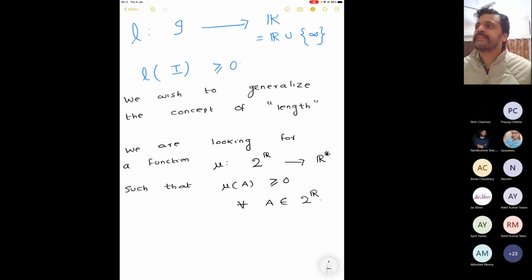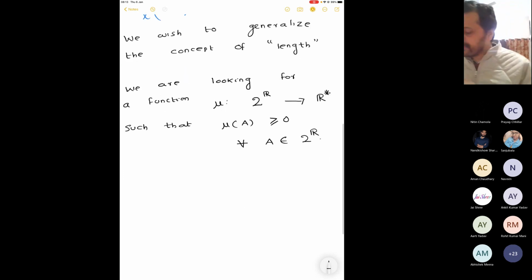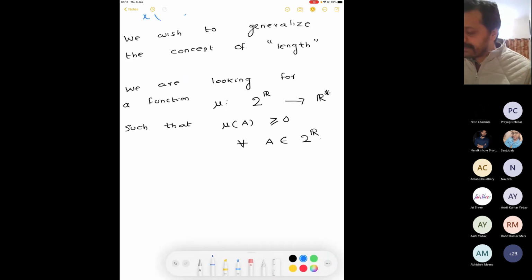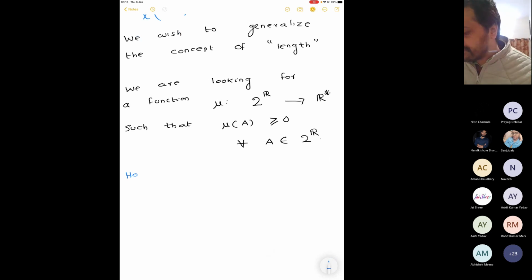So what I am trying to say is that trying to define mu on 2 power R so that mu has the properties of length is too ambitious. And therefore, we may not be able to extend it to every subset of R, but only to a suitable collection of subsets of R.